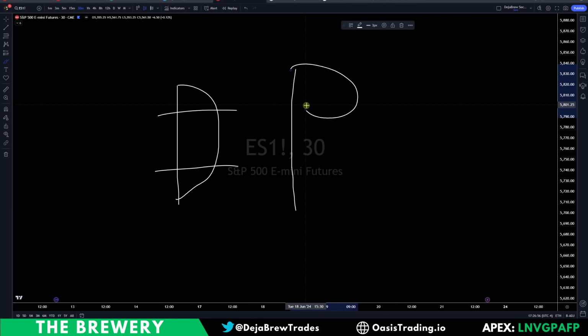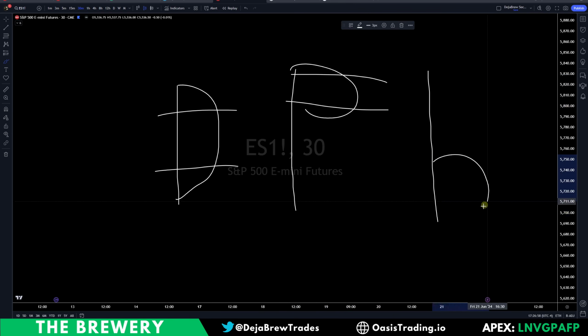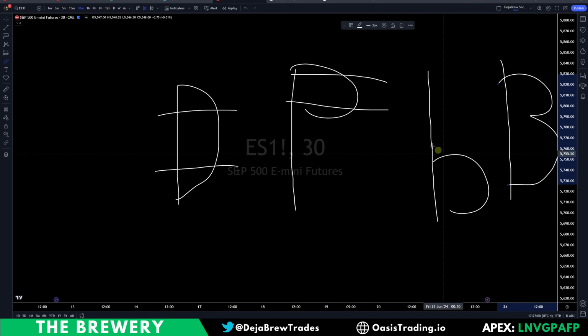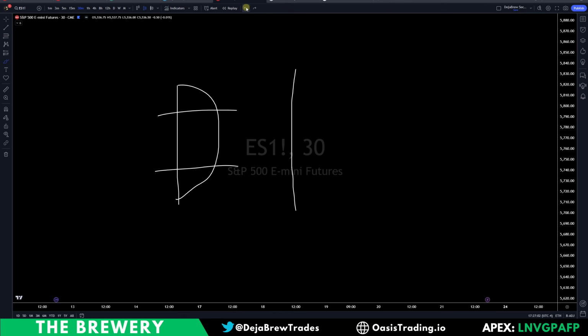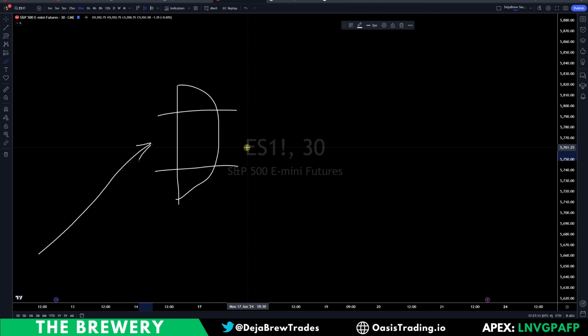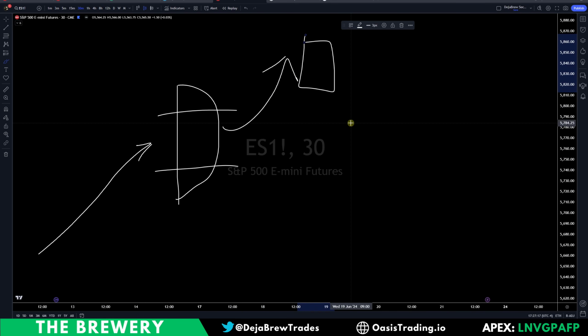It could be a P-shaped day. It could be a lowercase b. It could be a capital B, right? It doesn't matter. The D-shaped examples are just the easiest ones to cover. So using the D-shaped value, let's say once again, we're in an uptrend, start to break out. We need to develop some kind of value above that high.